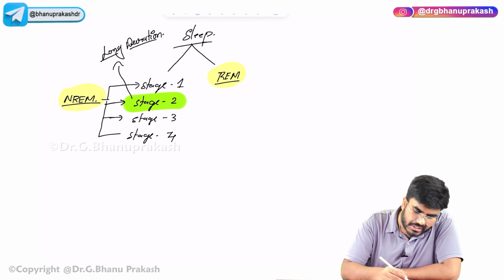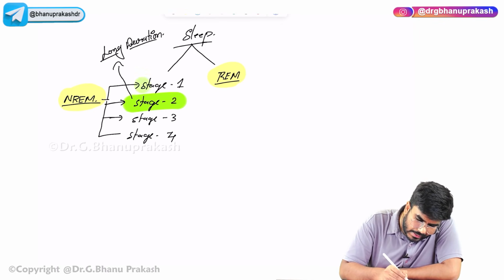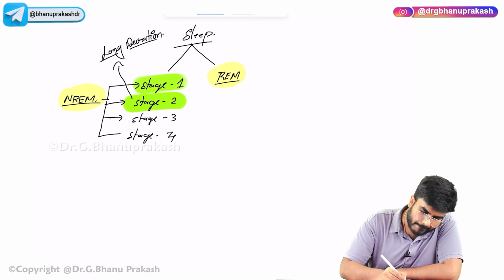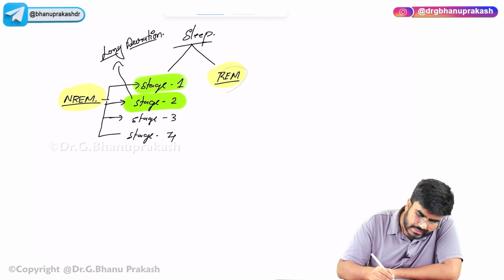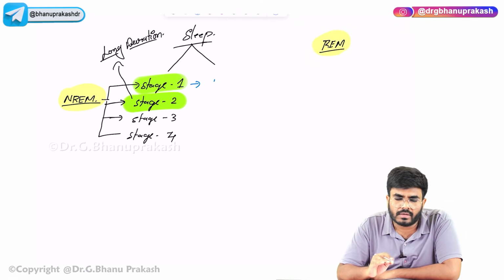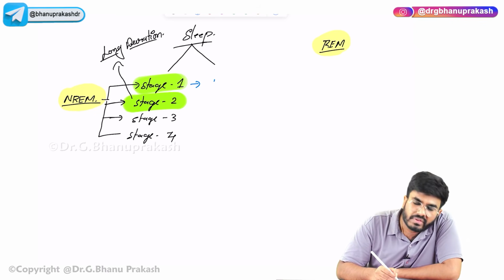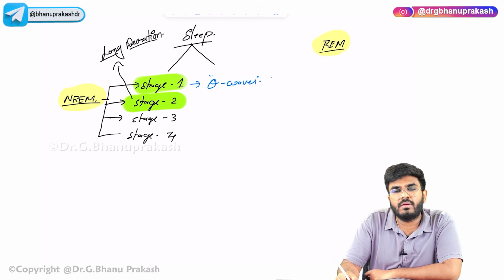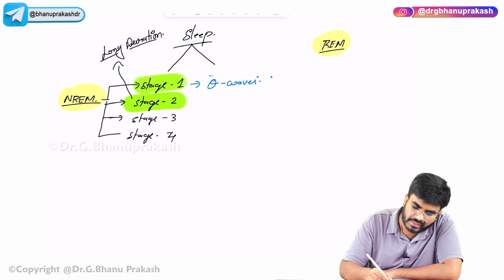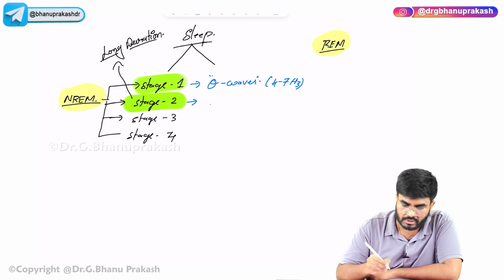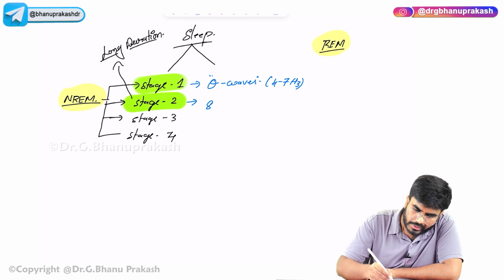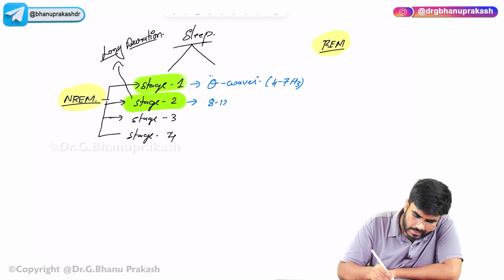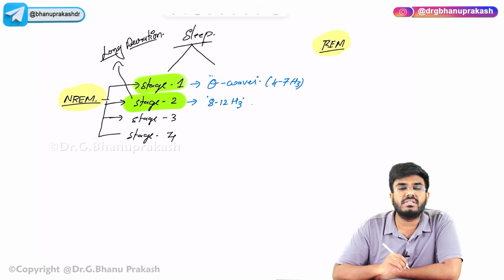Initially you will go to NREM stage 1. Is stage 1 light sleep or deep sleep? Definitely it's light sleep. First you are going little by little, drowsy. Which waves are seen? Theta waves, with a frequency of 4 to 7 hertz. In NREM stage 2, the frequency of waves is 8 to 12 hertz.